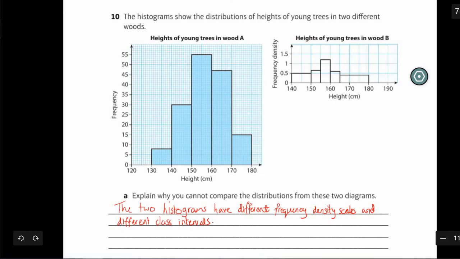Note that I'm using class intervals here rather than class widths, because it's possible that you could have two histograms that have the same class widths. In other words, it has the same number of bars that have the same widths, but the intervals start and end at different points.